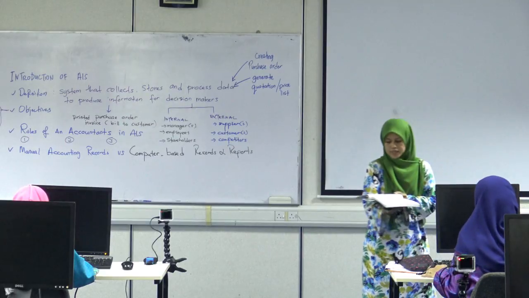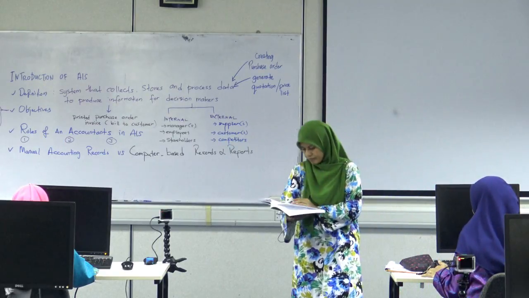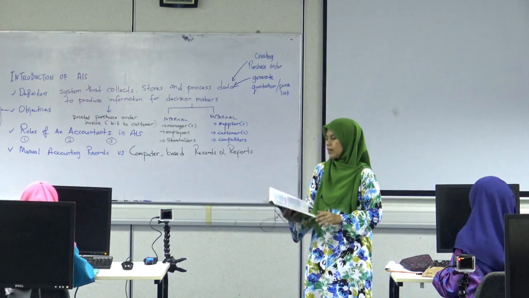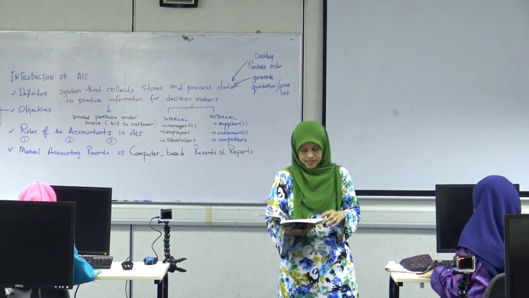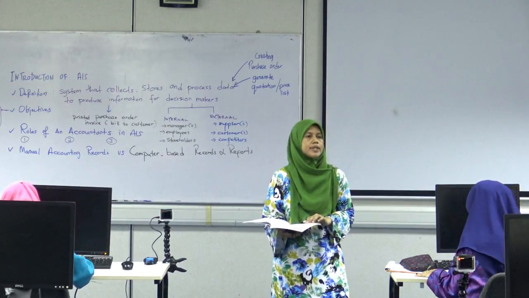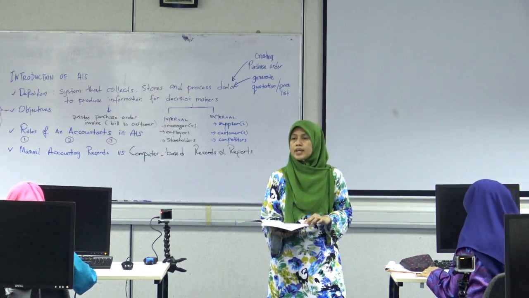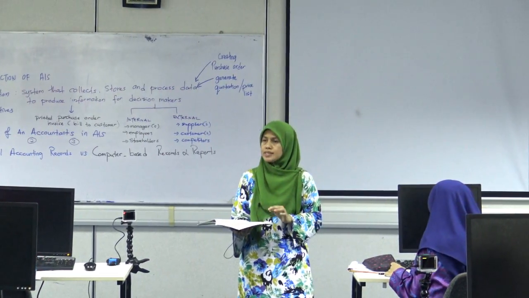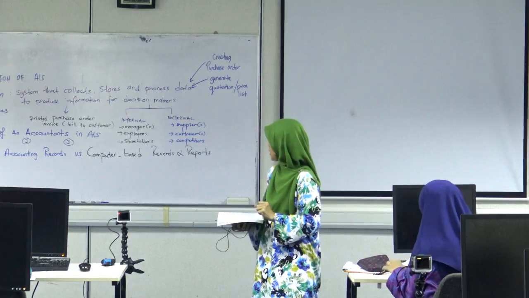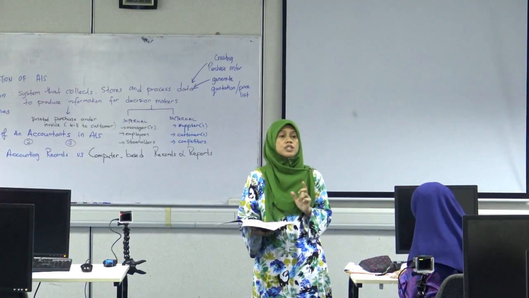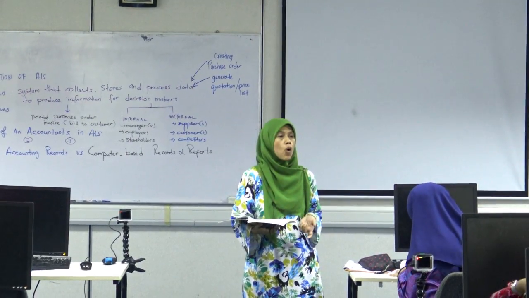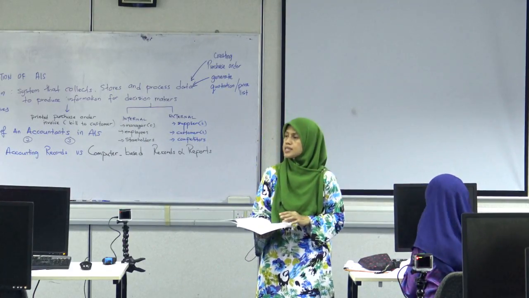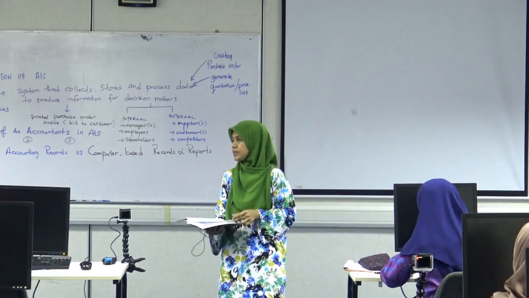So from your textbook, page 190, you can see a few specific objectives of the accounting information system. The one we're going to discuss here is that the accounting information system is to support day-to-day operations. So how will the accounting information system support the day-to-day operations?